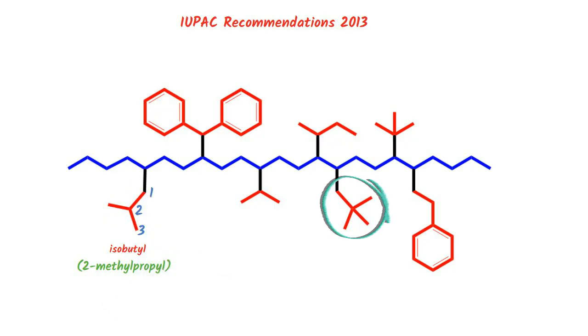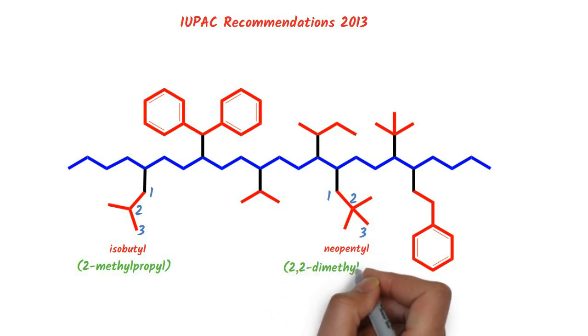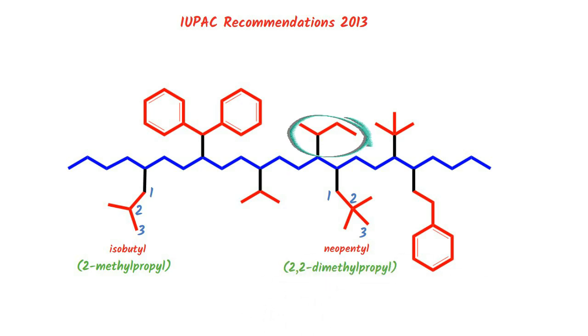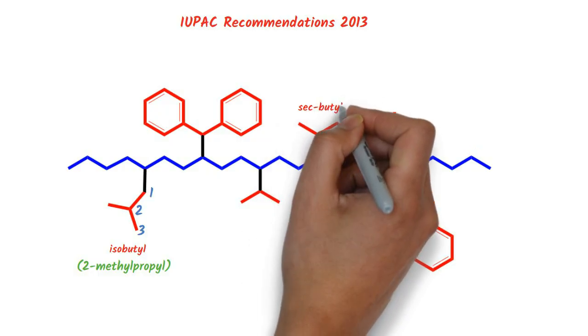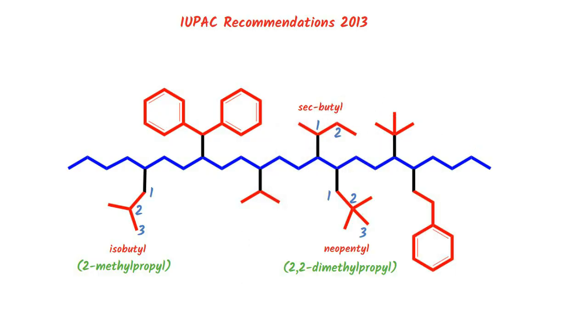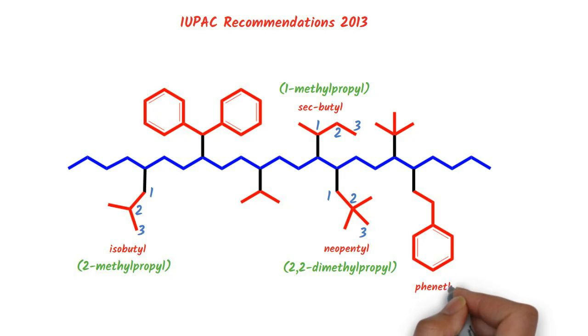Take this one. The common name for this group is neopentyl. As per 2013 recommendations, we have to do numbering starting from this carbon connected to parent chain. So the numbering is 1, 2, 3. At C2 we have 2 methyl groups. So we write 2,2-dimethylpropyl. In this case, the common name is sec-butyl. Using the same rules as before, we number carbons like this. So we write 1-methylpropyl.